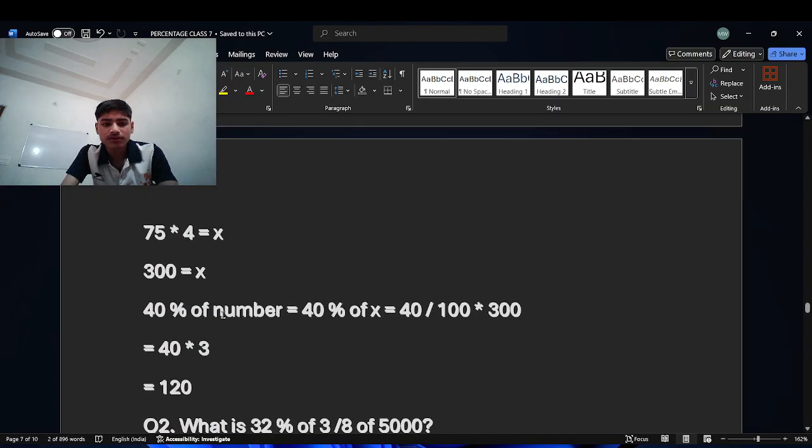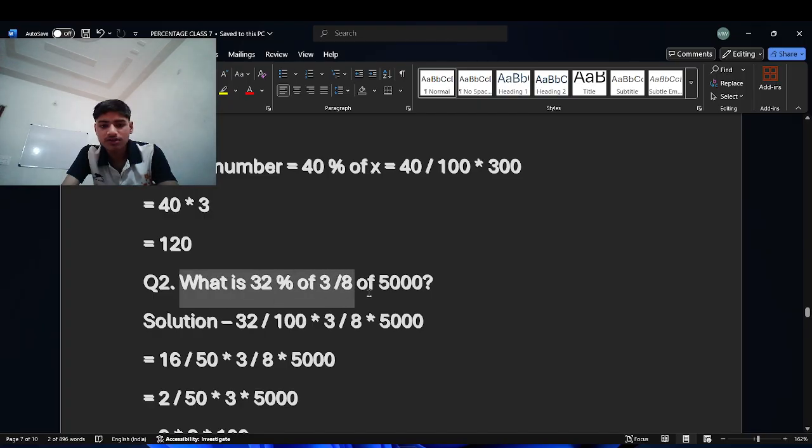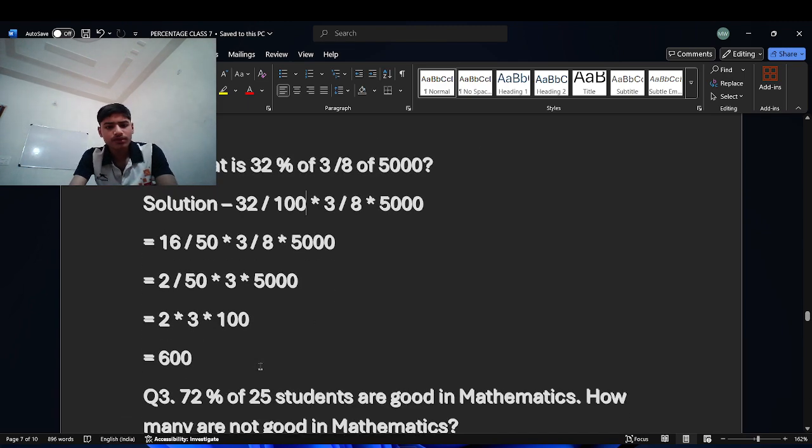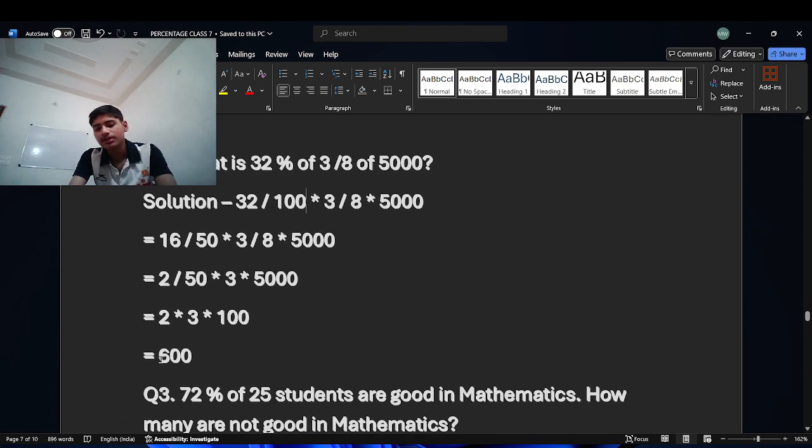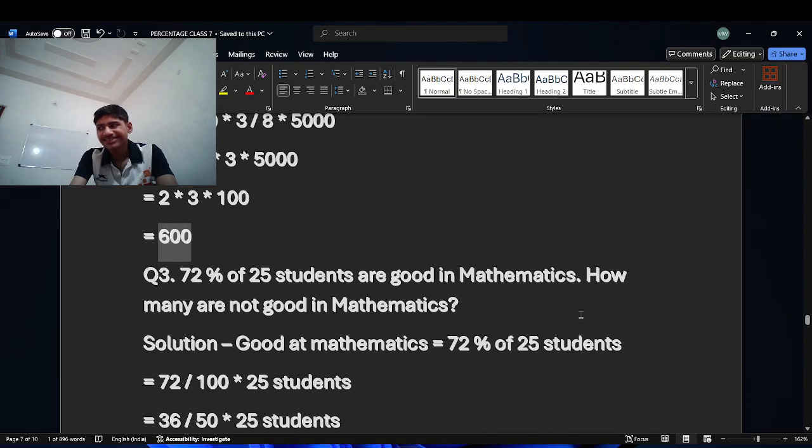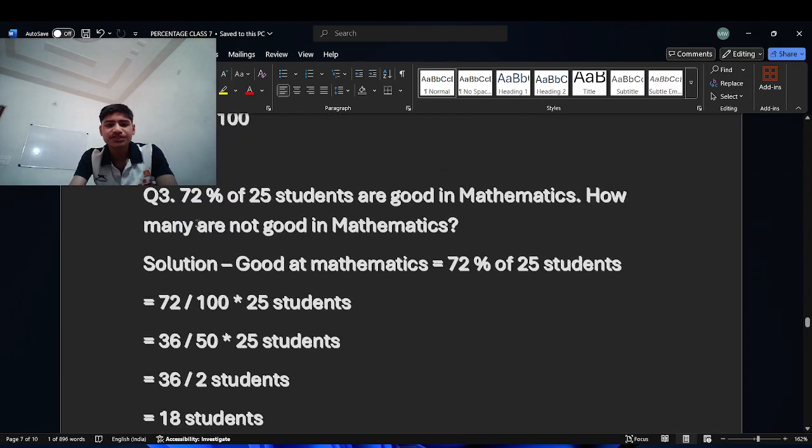So what you have to find is the value of 32% of 3 by 8 of 5000, and the value of this is 600. And again I got a trendy question in the exam.